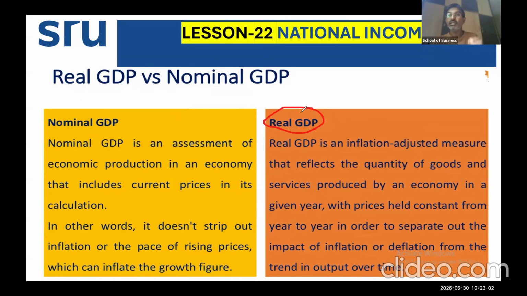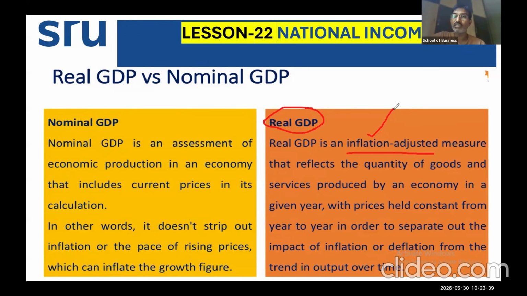Now, what is real GDP? If nominal GDP considers the current prices, real GDP will definitely adjust based on inflation. So how the market prices are increasing, how the conditions are, these are considered. Real GDP is an inflation-adjusted measure that reflects the quantity of goods and services produced by an economy in a given year, with prices held constant from year to year in order to separate out the impact of inflation or deflation from the trend in the output over time. So it is very clear.